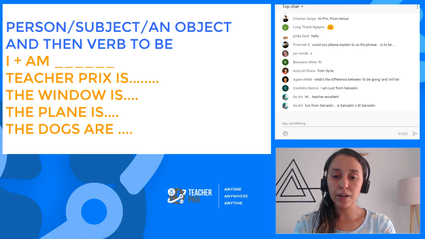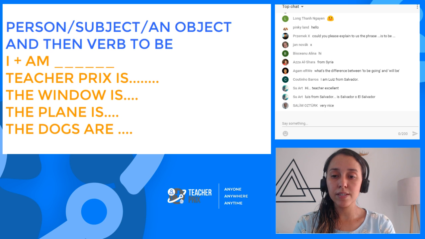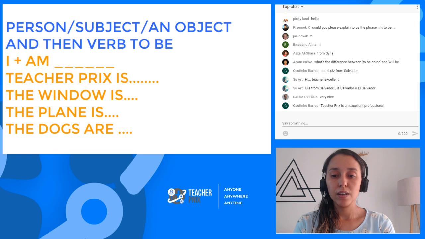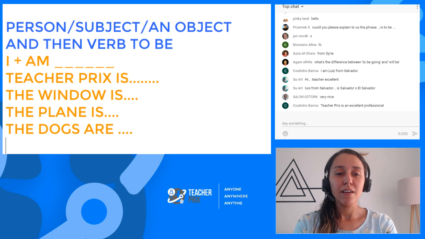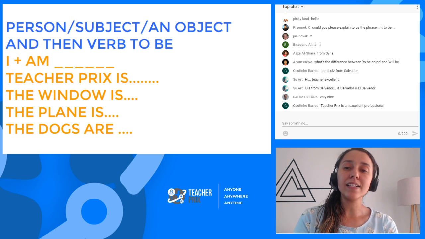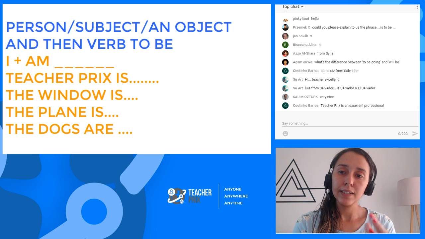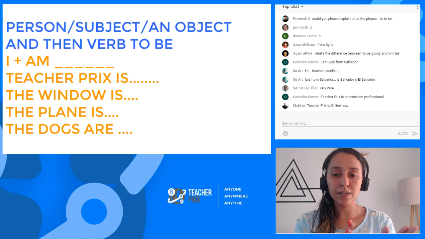So I see some people are using, I want to see your examples, okay? And remember, use the phrases I am and something that you are. Coutinho says Teacher Pricks is an excellent professional. Oh, that's awesome. Correct. And I like the example. The window is, the plane is. What are your examples? Type your examples here because then I can give you some feedback and correct you if necessary, okay? You can also create other examples as long as it's with verb to be and is, are, all right?